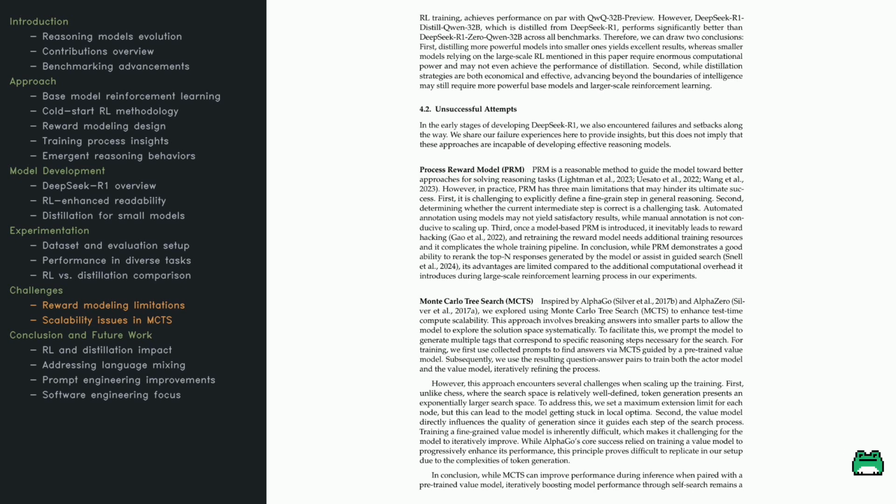Another idea was Monte Carlo Tree Search, or MCTS, which we know works well for board games like Go. The authors tried to apply MCTS to break down reasoning tasks, but language generation has a huge search space and flexible rules, so MCTS had trouble converging on stable solutions. Sometimes it got stuck in repetitive loops, and training a value model for every token was also very challenging.